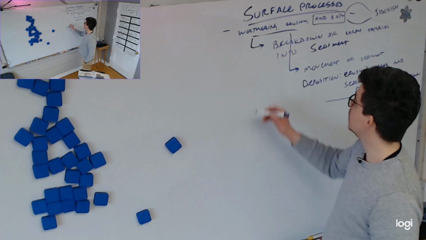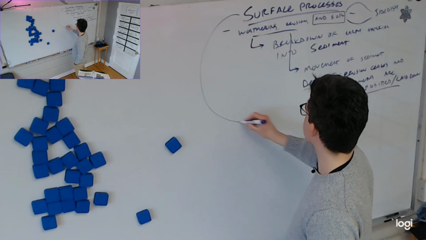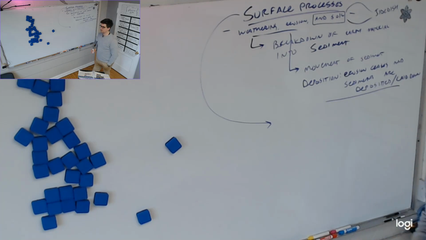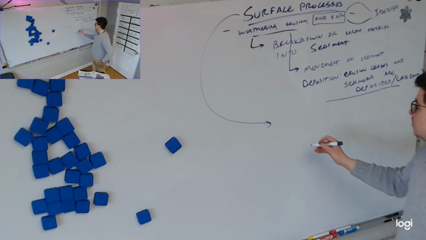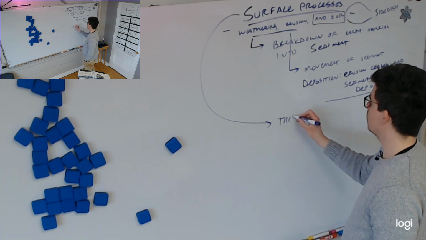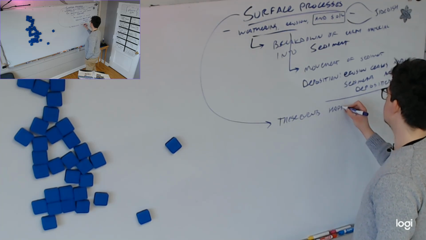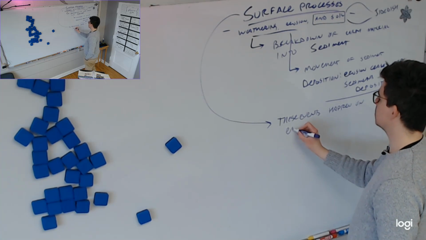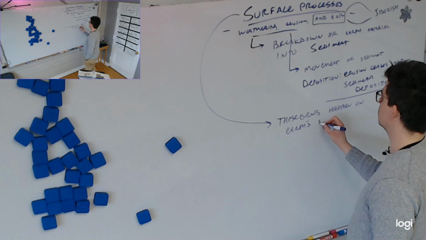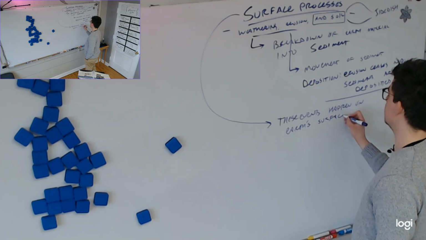Why would we call this whole thing surface processes? It has to do with, go on. Earth rather than under. Exactly. These events happen on Earth's surface, as opposed to, as you say, inside the Earth.